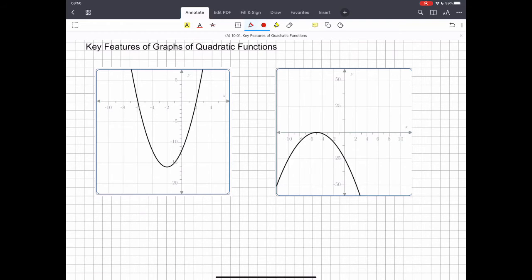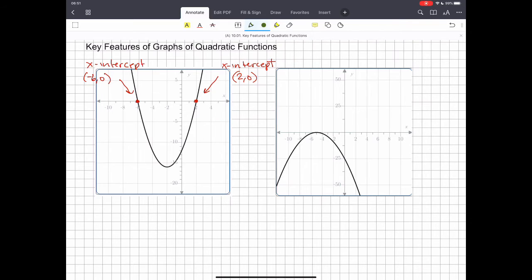With the graph on the left, the first thing I'll point out is that our parabola crosses the x-axis twice. These are our x-intercepts. In this case, the x-intercepts are going to be, well, the one on the right looks like it is at (2, 0). And the intercept on the left is at (-6, 0).